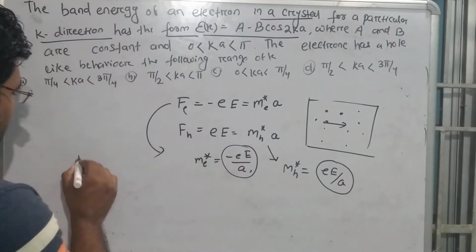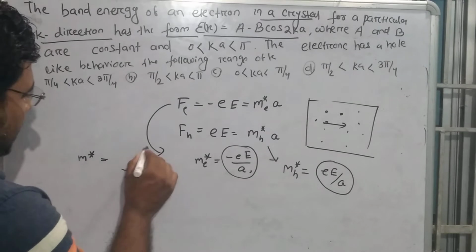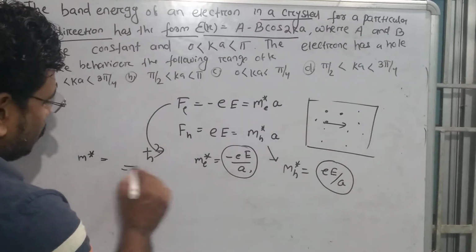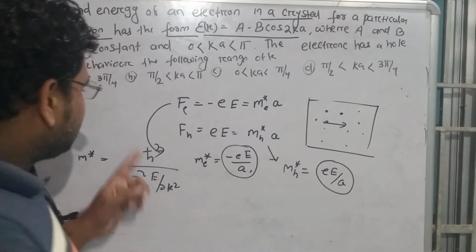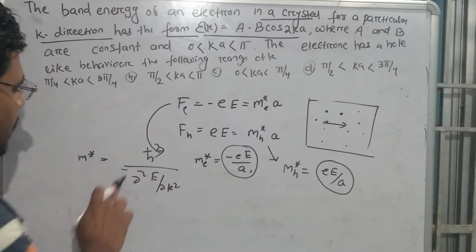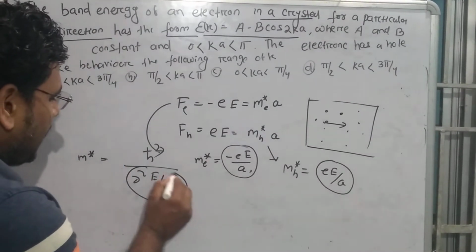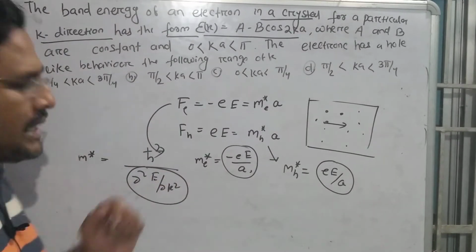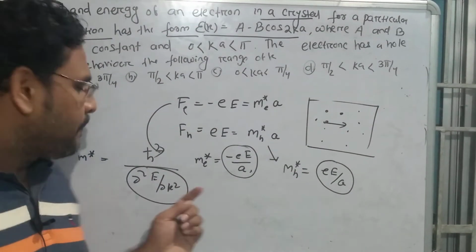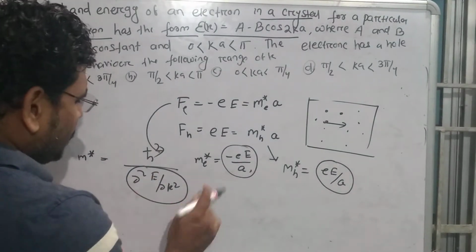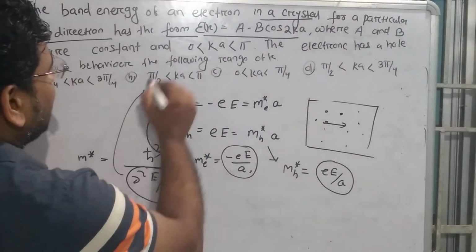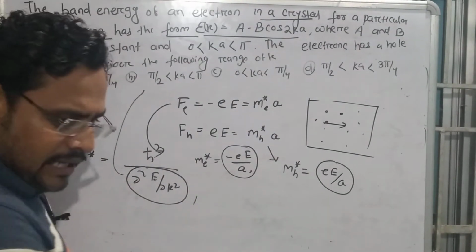We know the effective mass can be calculated by the formula h square divided by del square E by del k square, and h square is a constant. So we have to find out in which range of Ka this del square E by del k square will be a negative quantity. That's why we first have to find del square E by del k square.